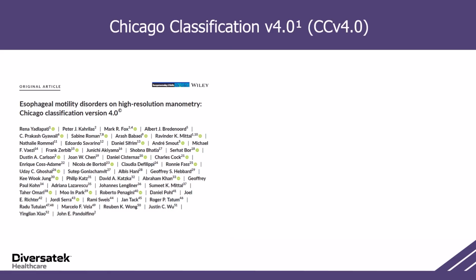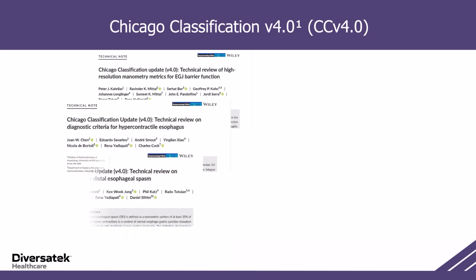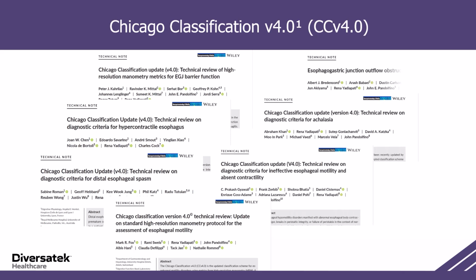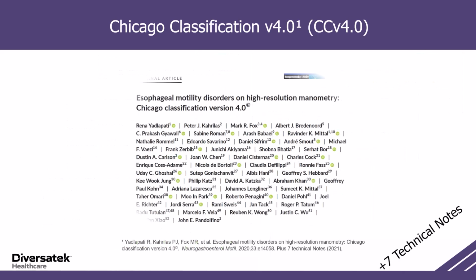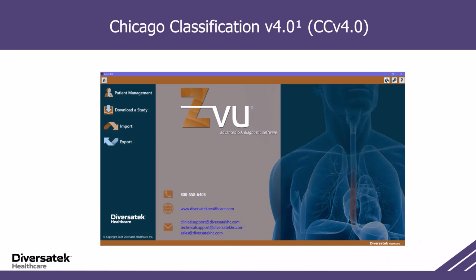The Chicago Classification version 4.0 was published in 2021, accompanied by 7 technical review articles. Introduced in these publications is a new protocol for acquiring esophageal manometry studies. The Versatech Healthcare CView 3.4 was developed compatible with Chicago 4. The software includes features for the acquisition and analysis of the swallow types included in the new publications.